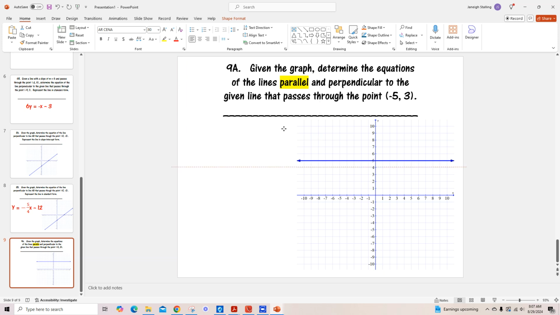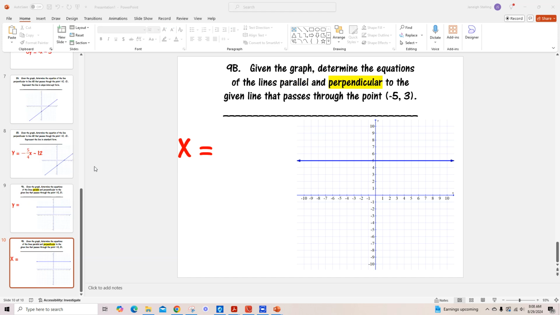If it is parallel to this line that I have here, it's going to be horizontal as well. So this equation is going to need to start with y equals. So for 9A, write the line that is parallel to this. Your hint is it starts with y equals. All right, for 9B, you're going to write the line that's perpendicular. If it's perpendicular to this line, it's going to start with x equals. So for your answer for 9B, start with x equals and then put your value in. And that is it for this assignment.